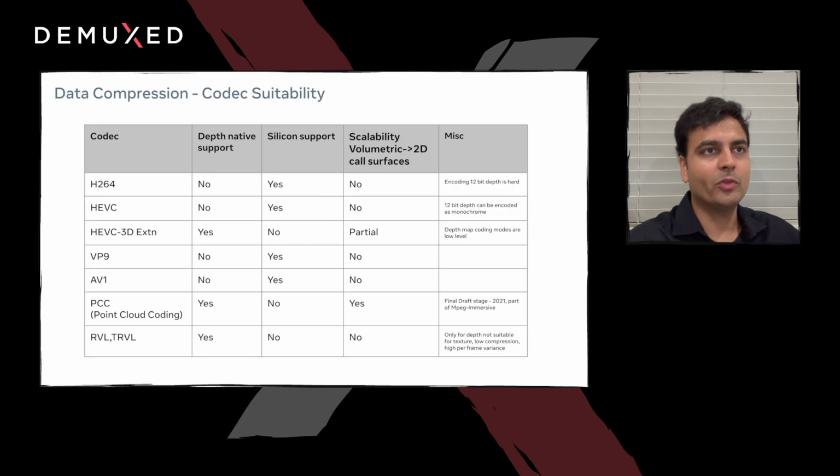This is the landscape of codecs which can potentially be used for 3D data compression. I won't go into the details of each, but I want to highlight PCC. PCC stands for point cloud coding. It's meant to compress 3D data, which is exactly what we want. However, it's very new. It's being standardized right now as part of MPEG Immersive. The algorithms seem relatively less mature right now.